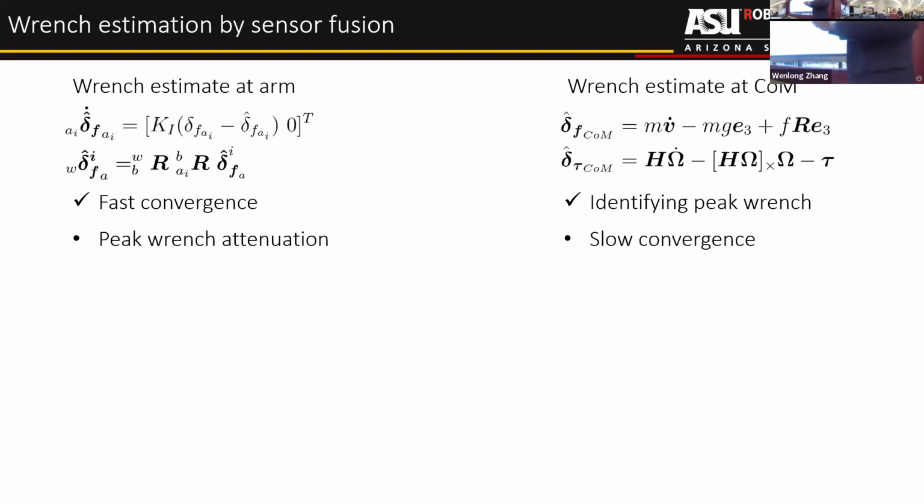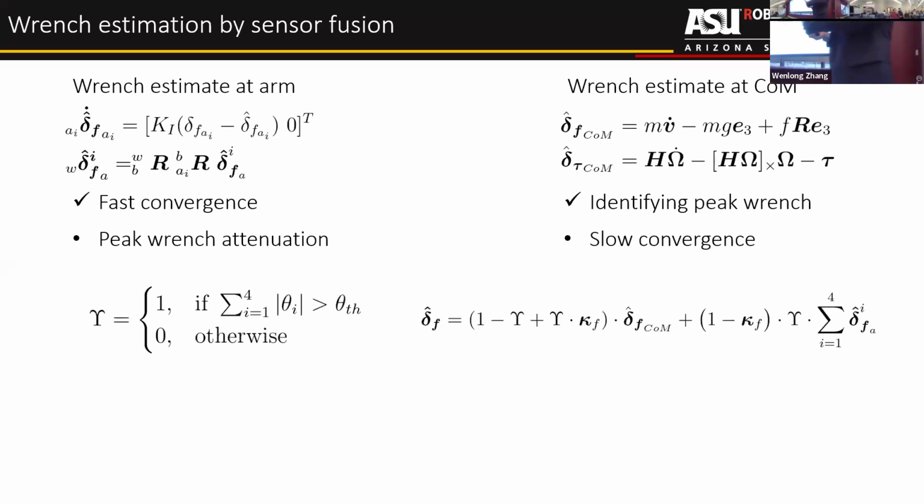So certainly there is a trade-off here. You can see this one has fast convergence, but the estimated wrench is often attenuated because of the low pass filter we have. And the wrench estimation at the center of mass has that peak wrench because we don't need to run heavy filtering thanks to the high quality IMU, but it's generally slow. The reason is that the force needs to be transmitted from the arm to the center of mass, and that is where the delay happens. So naturally, you can fuse these two.